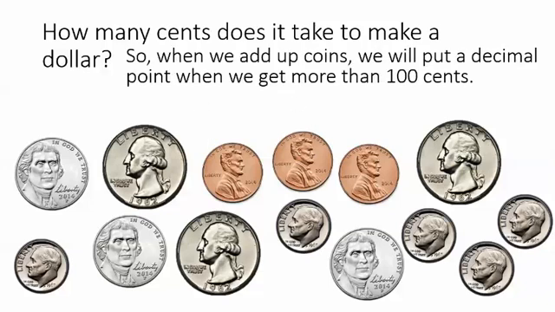When we add up coins, we're going to put a decimal point when we get more than 100 cents because 100 cents make $1. And so we're introducing them to this decimal point as a way of separating dollars and change. And that 100 is where we start making dollars, right? Again, they've seen this all in second grade. It should not be new, but we're making it really explicit.